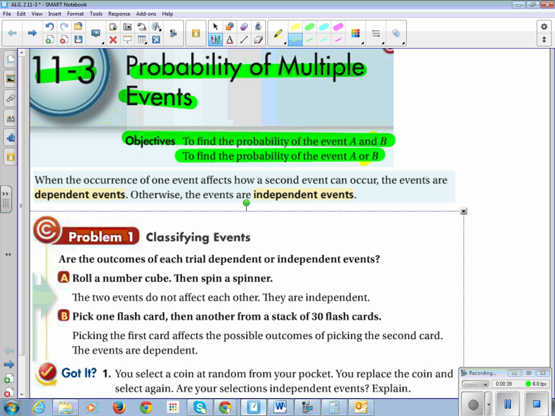When the occurrence of one event affects how a second event can occur, the events are dependent events. Otherwise, the events are independent events. So if the occurrence of one event doesn't affect how the other event can occur, then they are independent. So I'm going to show you an example, and then we'll do the got it one. The got it is one I want you to write down.